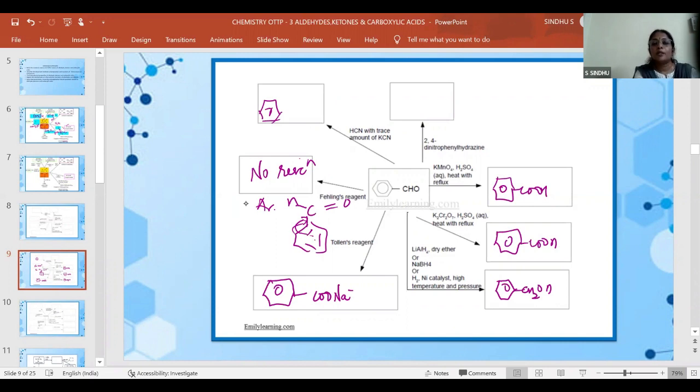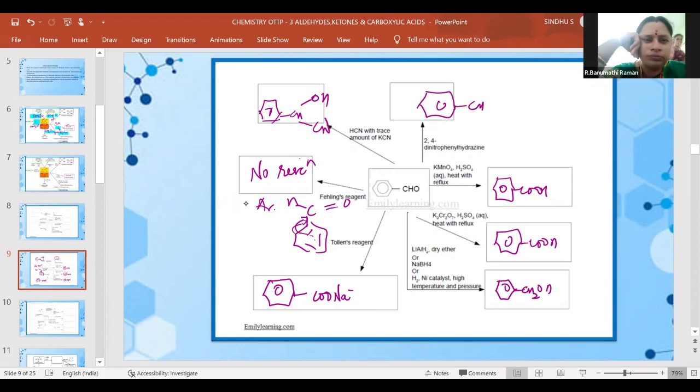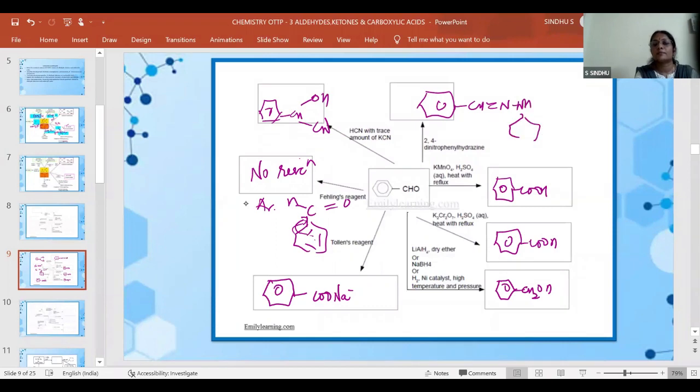And coming on to the next one, HCN, addition reaction. So we are going to get cyanohydrin, CHOHCN. And with 2,4-dinitrophenylhydrazine, as we saw there, yellow, we are going to get CH double bond N-NH with the benzene ring. So that will be our products.